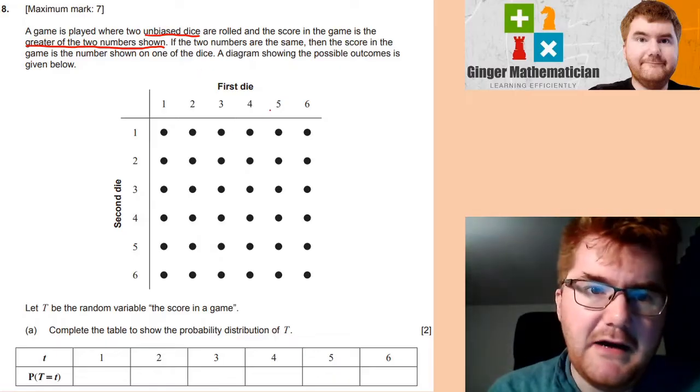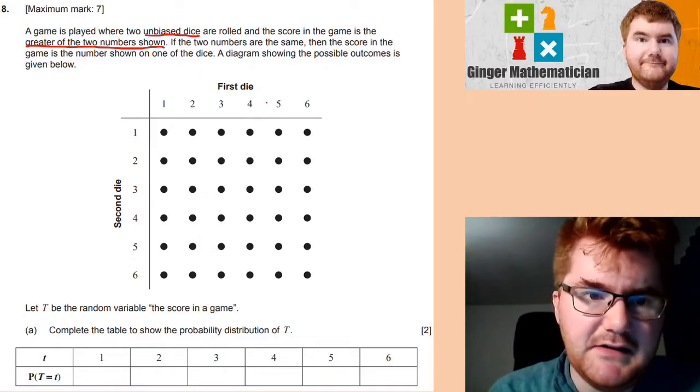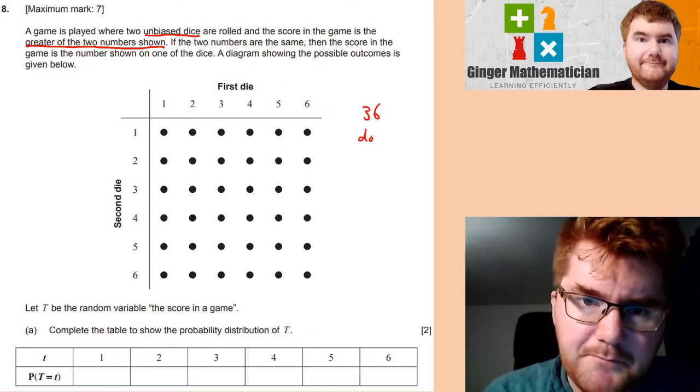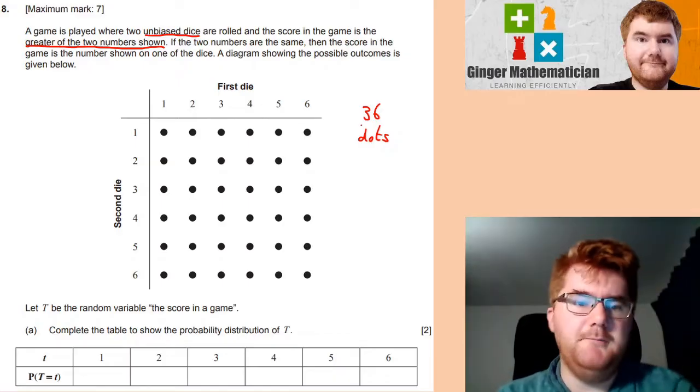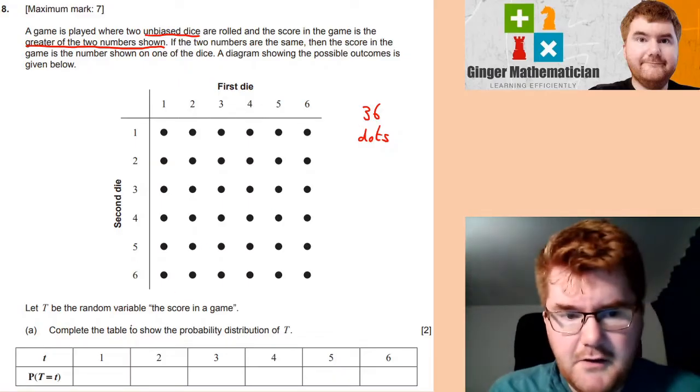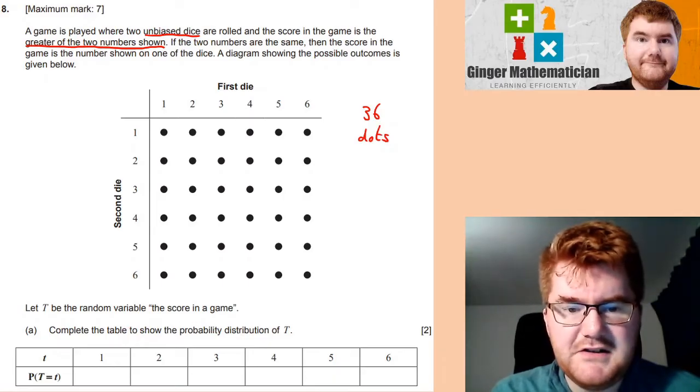And we've got the possible outcomes in our sample space diagram. Now notice there are 36 dots in total, which is important a bit later on. And our random variable here is the score in the game. So complete the table to show the probability distribution of t.